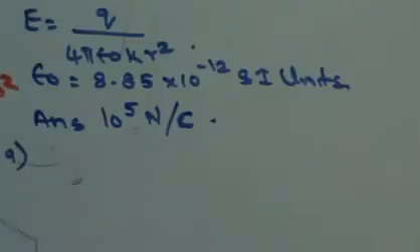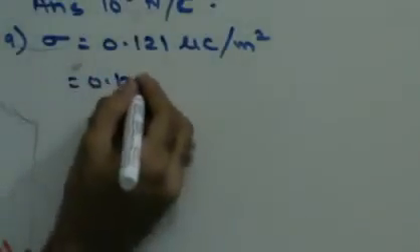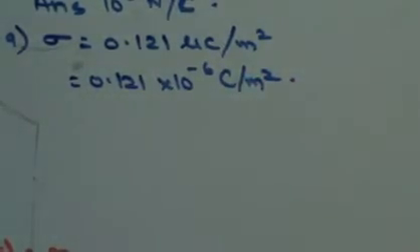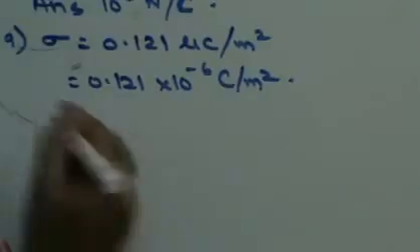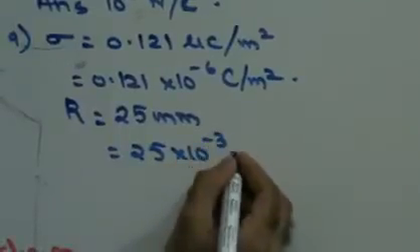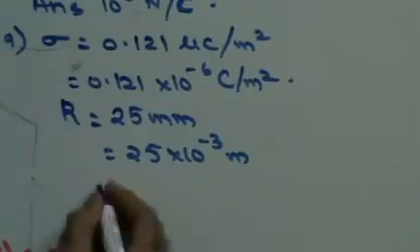Next, take the next up please. A conducting cylinder has a charge density of 0.121 microcoulombs per meter square and a radius of 25 millimeters in a dielectric constant of 4.